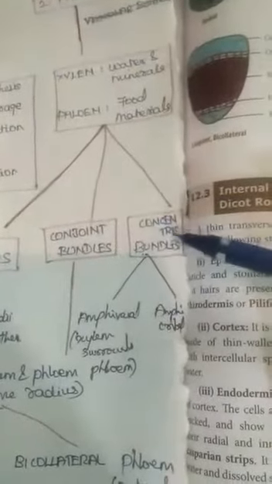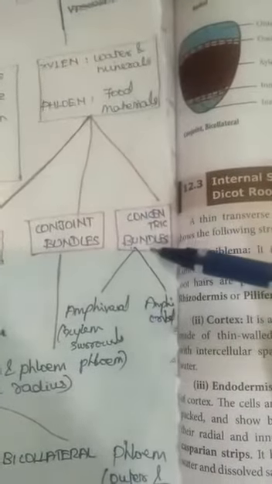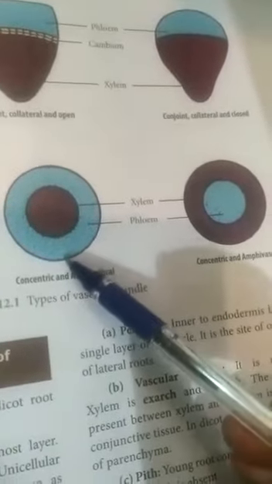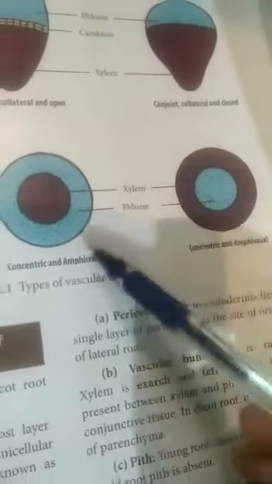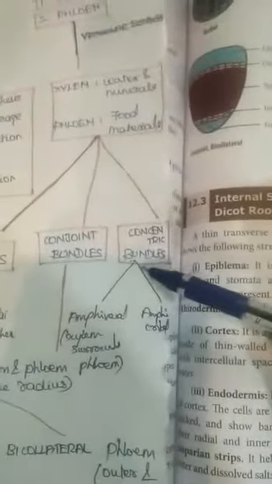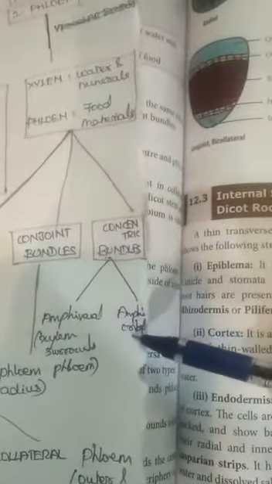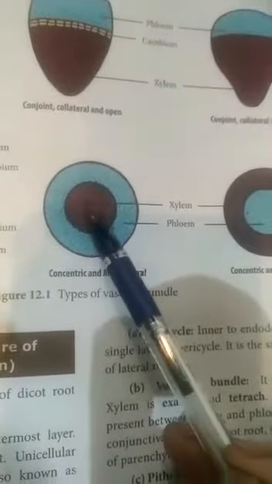Next, we are going to see concentric bundles. In concentric bundles, xylem either completely surrounds phloem or phloem completely surrounds xylem. So these two things happen in concentric bundles. It is again divided into two: one is amphivasal, the other one is amphicribal. Amphivasal is this one, where you can see xylem completely surrounds phloem. This is amphicribal. In this, phloem completely surrounds xylem.